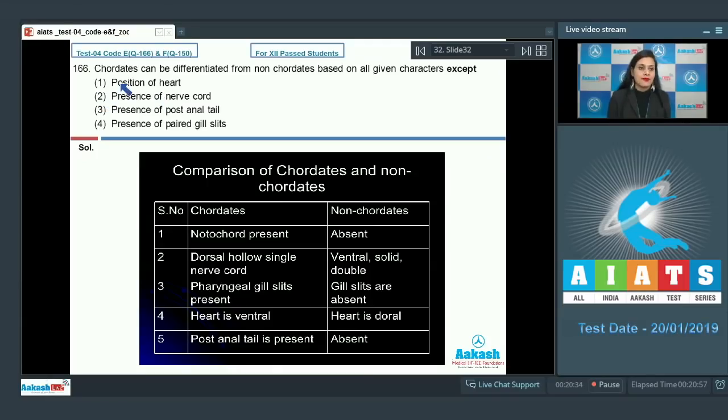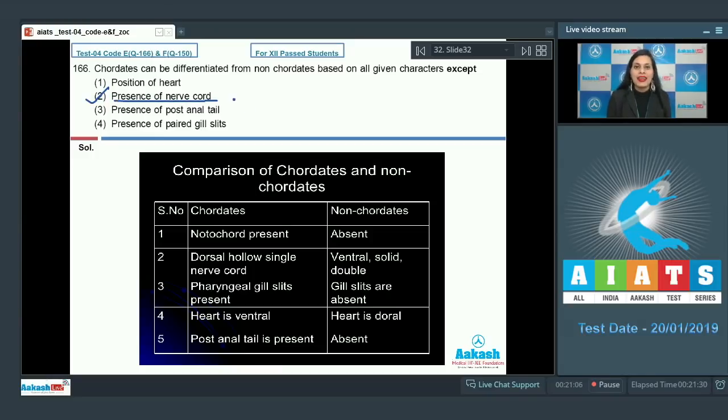Question number 166. Chordates can differentiate from non-chordates based on all given characters except. And the options are position of heart, presence of nerve cord, presence of post-anal tail, and presence of paired gill slits. And the correct answer to this question is option number 2, that is presence of nerve cord.